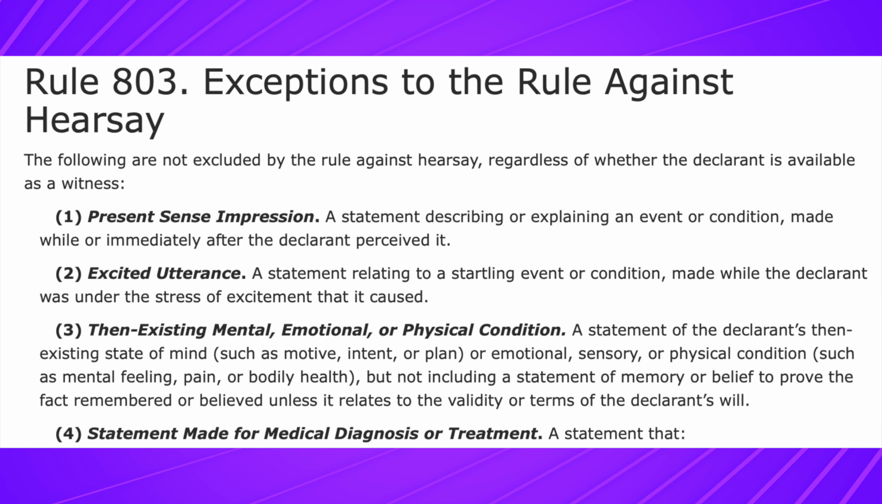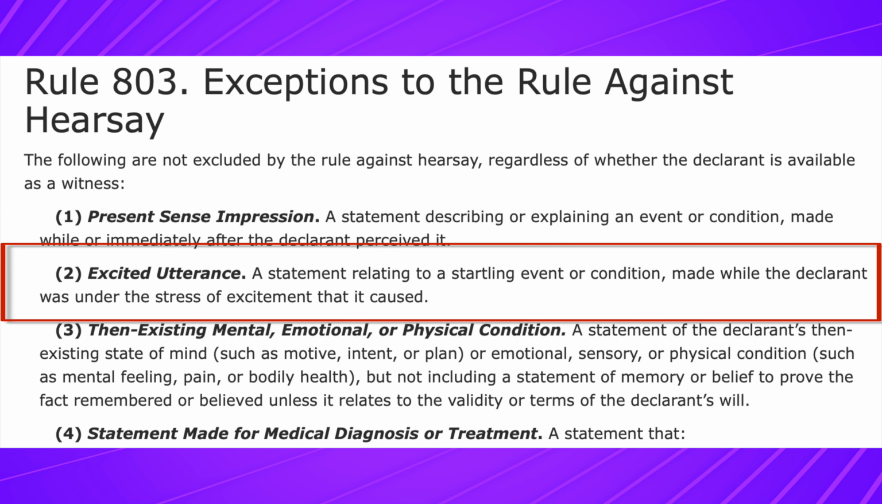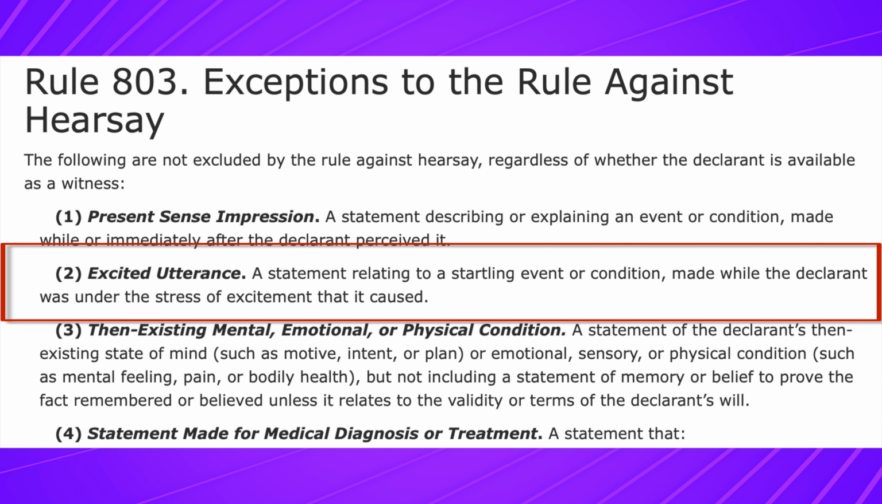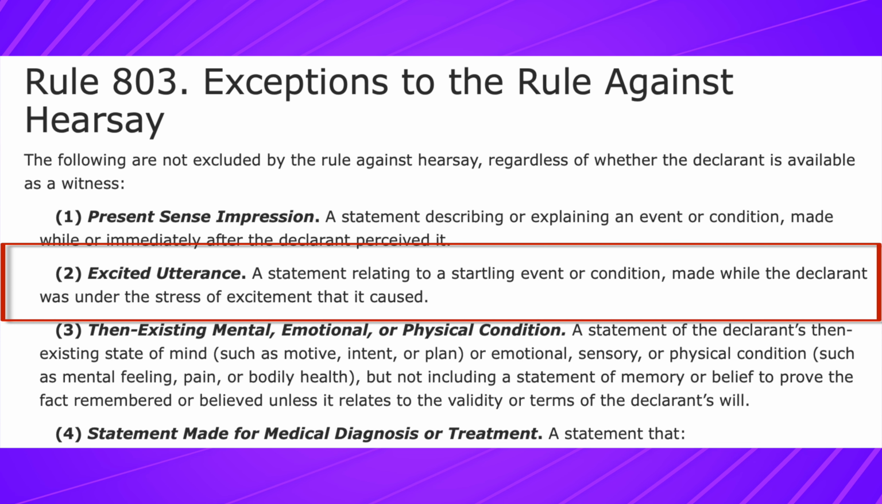Under Rule 803, exceptions to the rule against hearsay, Rule 803.2 states excited utterance: a statement relating to a startling event or condition made while the declarant was under the stress of excitement that it caused. So with Rule 803.2, excited utterance, we're dealing with a startling event that the declarant has personal knowledge on and has made a statement while under the stress of the excitement, to where that excitement has led to the statement being spontaneous. I know that's still abstract, but bear with me here because I think we need to take it step by step to ultimately get where we're trying to go.